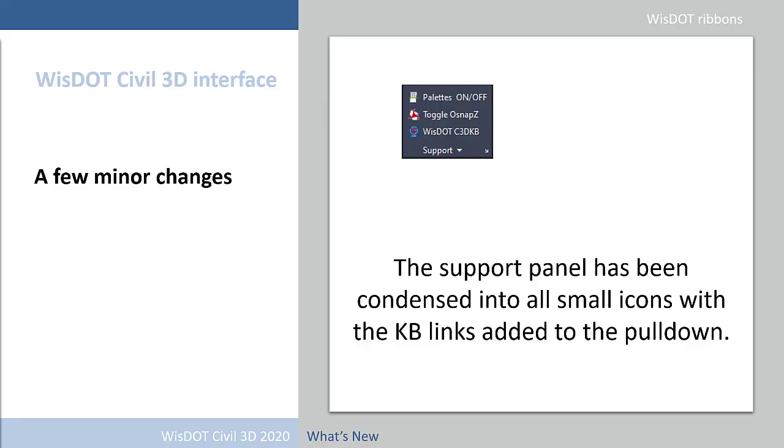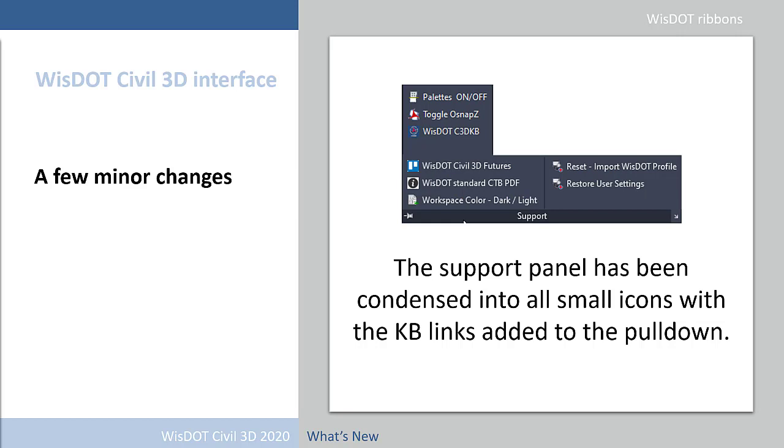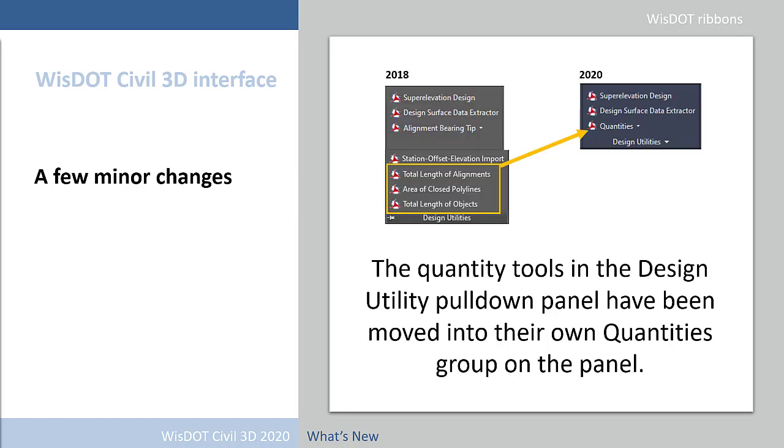The support panel has been condensed into all small icons with the knowledge base links added to the pull-down. Another minor change is the Quantity tool and the Design Utility pull-down panel have been moved into their own quantities group on the panel.